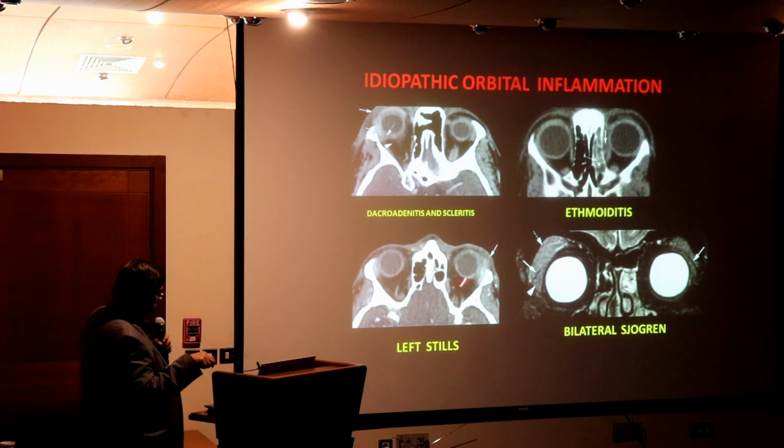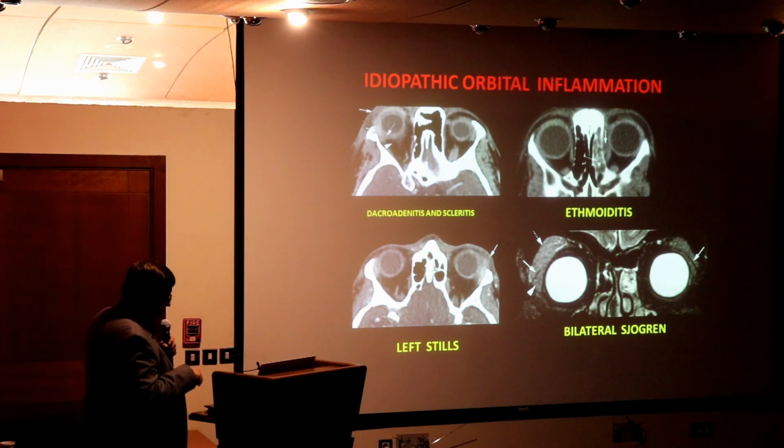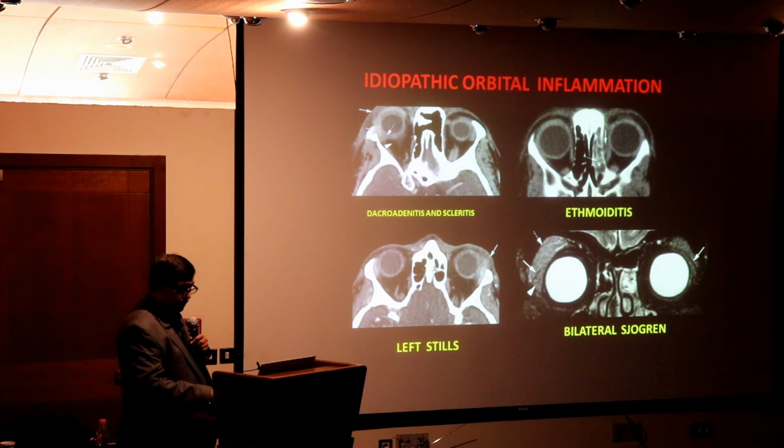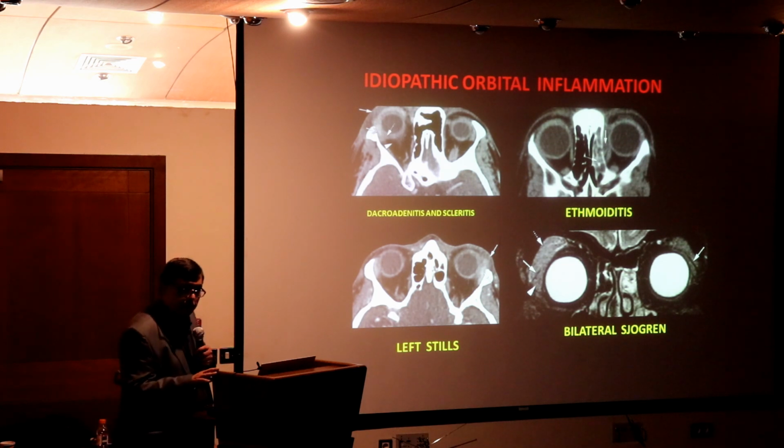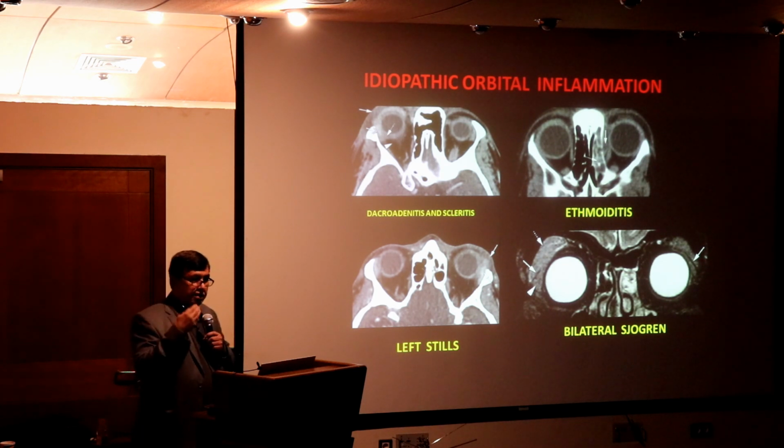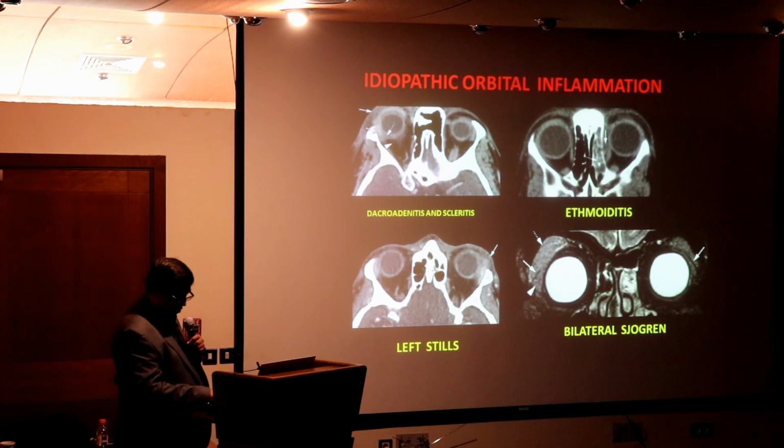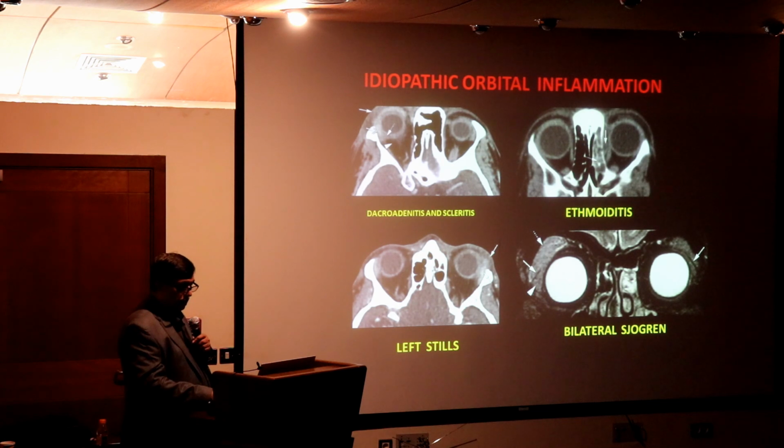Ethmoiditis. If it is one side, it's called Still disease. If it is bilateral, it's called Sjogren syndrome. And this is very well known by our rheumatologists. We keep asking the patient, do you have redness of the eye? Redness of the eye, ulcers in the mouth, some lymph nodes. You have to think of some autoimmune disease and the rheumatological diseases.